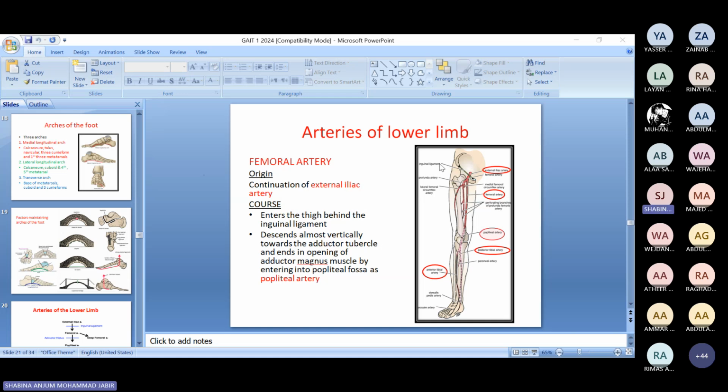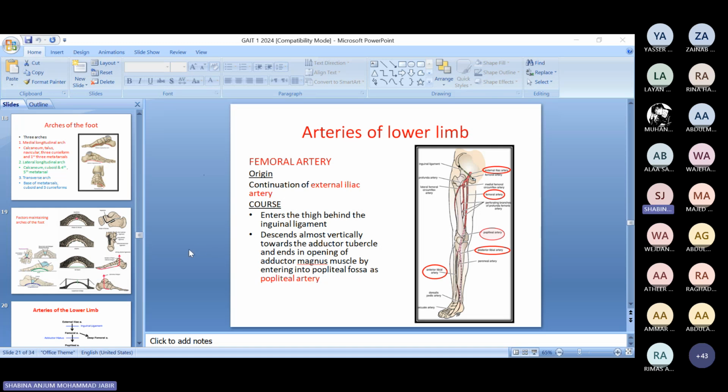What are the branches given by the femoral artery? As it is coming from the inguinal ligament, it will give some branches which are going to supply this region. If you remember, this is the perineal or pelvic region here. So what are the branches? First of all, superficial and deep branches. Superficially, it will give the superficial circumflex iliac here. Then it will give the superficial epigastric, and the superficial external pudendal. These three names we know already, because these are the arteries which are going to supply the perineal region.